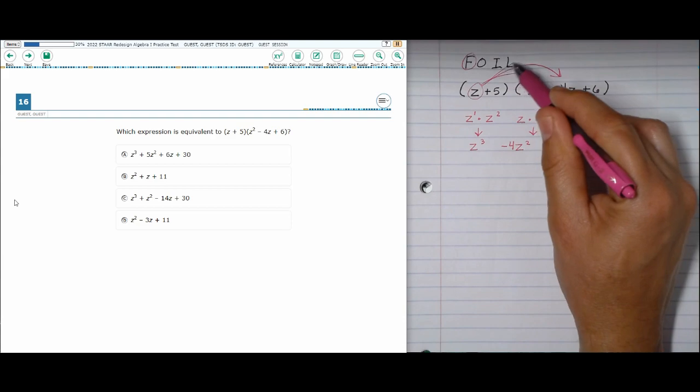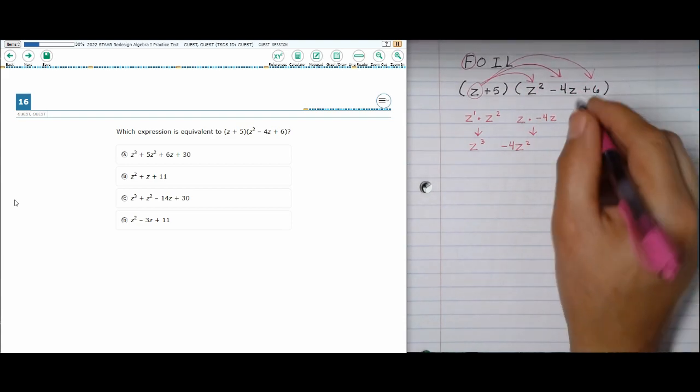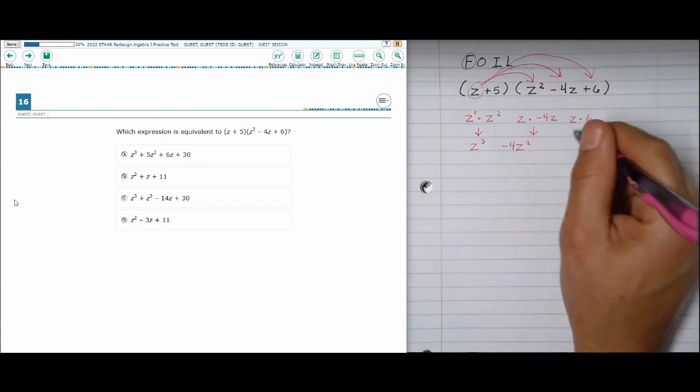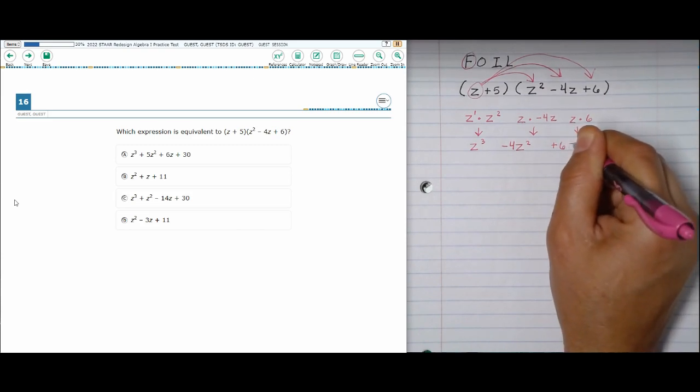Now we've got to take this z and multiply it to the last term, which is 6. So z times +6. And that's just going to become plus 6z.